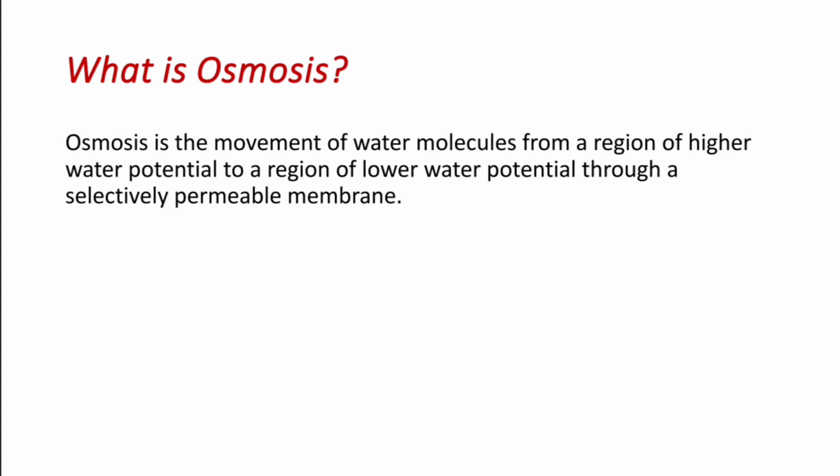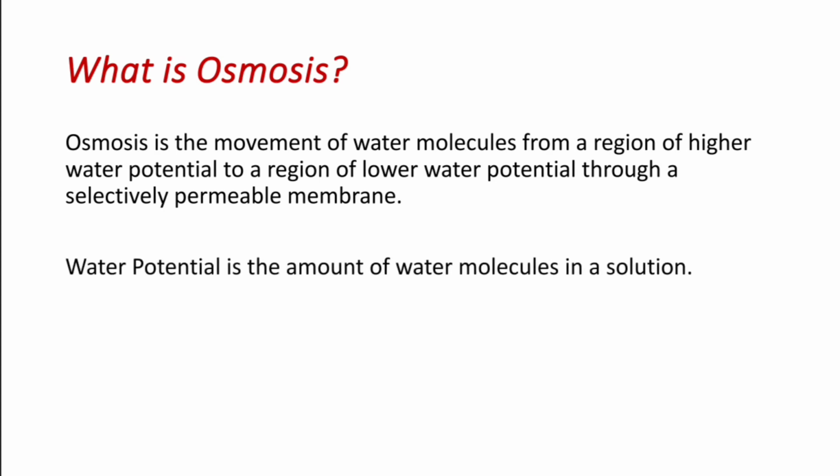So now, they are mentioning something in this definition, which is water potential. They are saying that osmosis is the movement of water molecules from a region of what? Of high water potential to a region of lower water potential. Now the question is, what does water potential mean? Water potential is the amount of water molecules in a solution. That's what water potential is. There is nothing confusing. Water potential simply refers to the amount of water molecules in a solution.